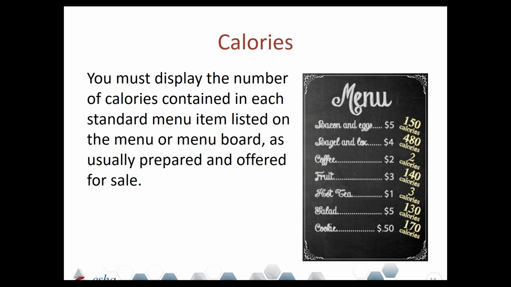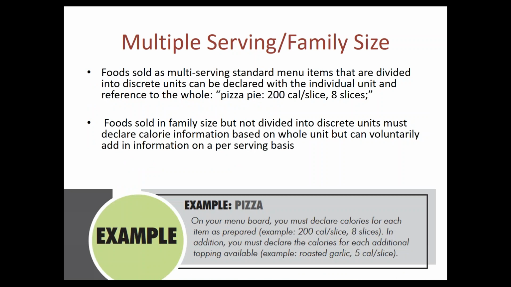They must be how they are usually prepared and offered for sale. So however the restaurant usually prepares that item is how the calories would need to be calculated. For things that come in multiple servings, like a buffet style casserole dish or a pizza, you must declare for items that are not in discrete units. So this would be the second example here. So we're talking about a big bowl of pudding at the buffet line.